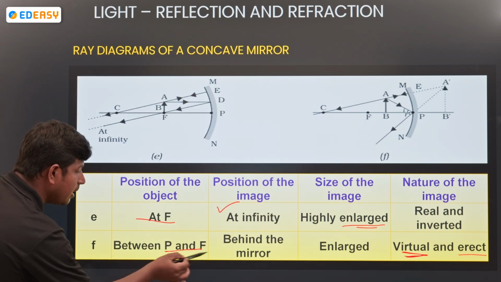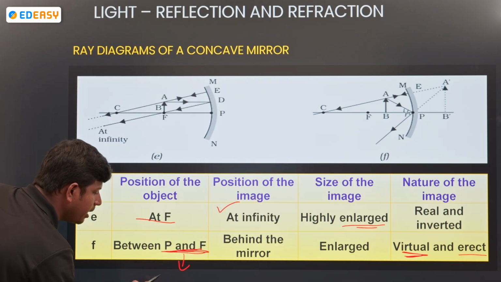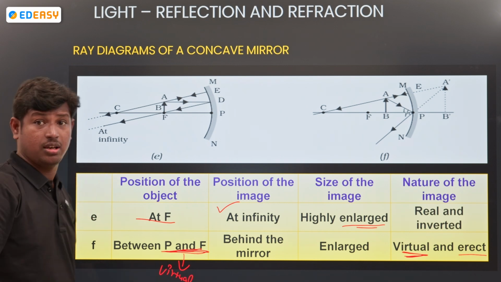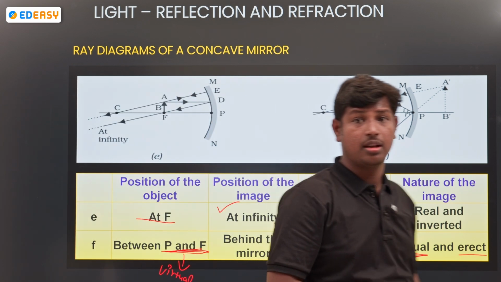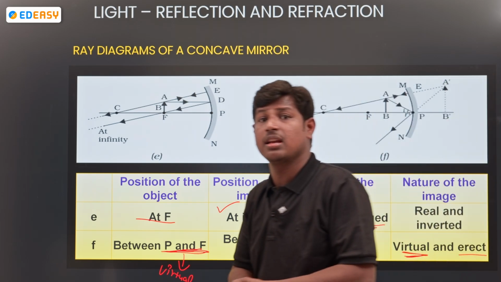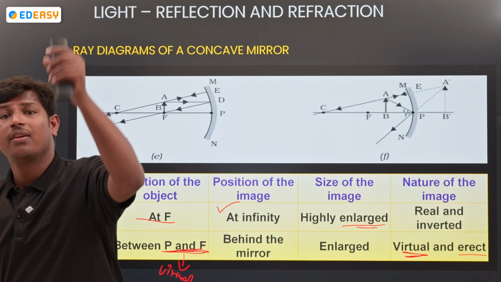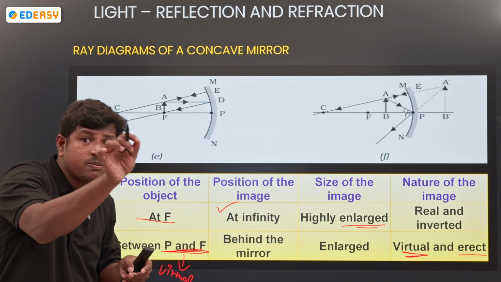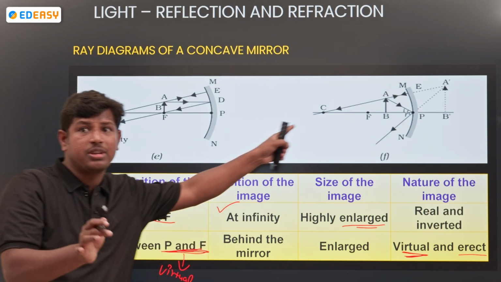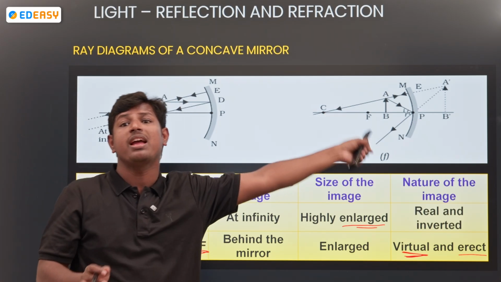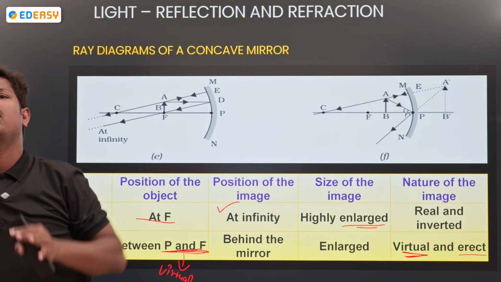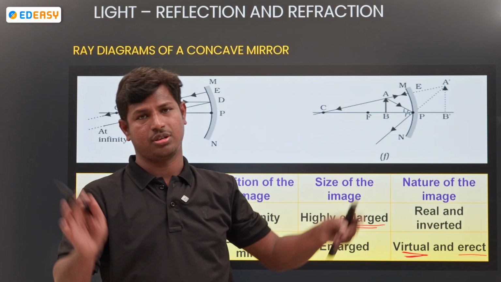Only when you get a virtual image in a concave mirror, they will ask a few questions like this: where from the concave mirror do you get a virtual image? The answer is, the object takes place between P and F. The image is virtual, the nature of the image is virtual and erect, and the size of the image is enlarged.